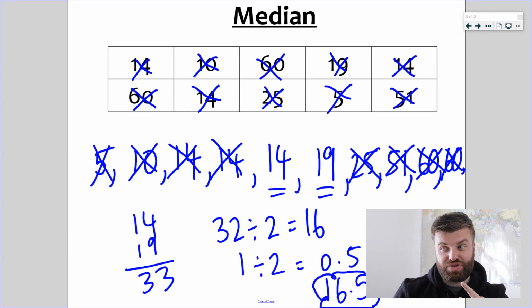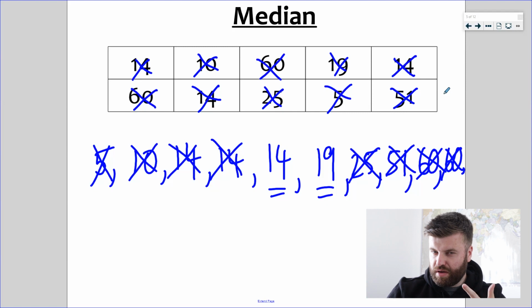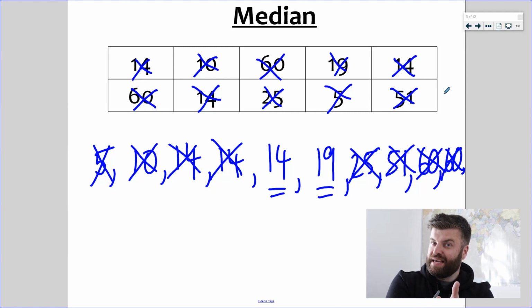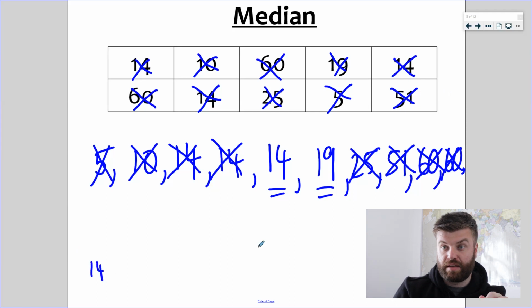So that is as tricky, really, as median will get if you have to find the average between two. But just remember, median means middle. Just before we move on, I just want to make it really clear that median means middle. So I'm going to take these two values, 14 and 19. I'm going to actually put them into a number line.